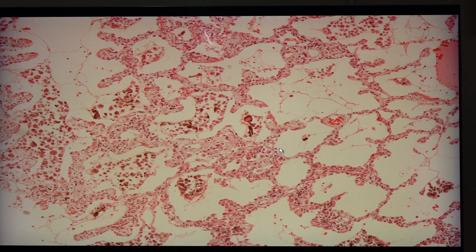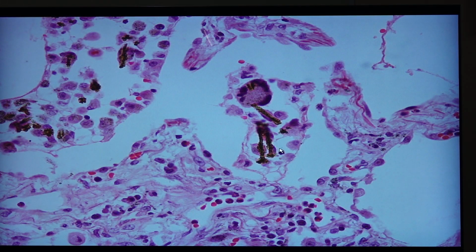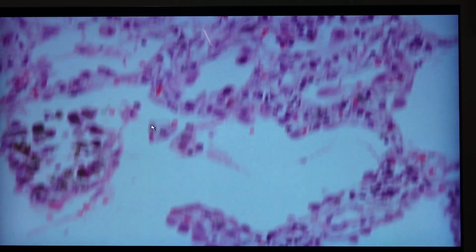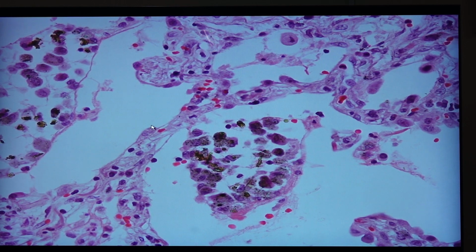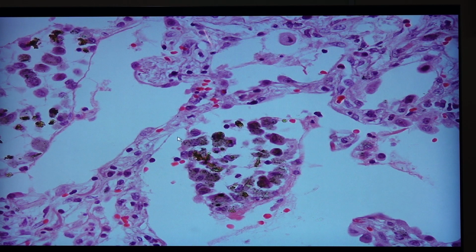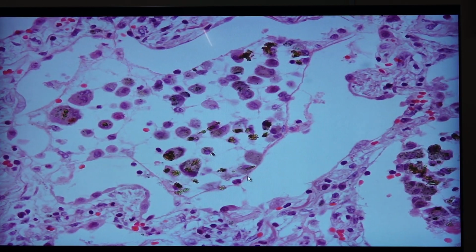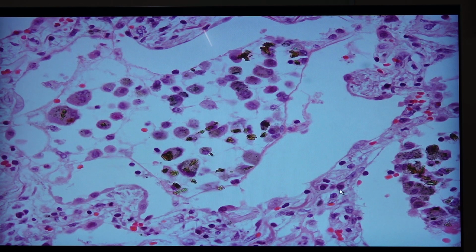So asbestos fibers can be identified as having a beaded rod like this one. You have the presence of these weeds, and it has a golden brown color, and this can be engulfed by macrophages like this one. They are engulfed by macrophages. The adjacent areas would show the presence of macrophages, the presence of mononuclear cell infiltrates like plasma cells and lymphocytes. So this would elicit a chronic inflammatory state.